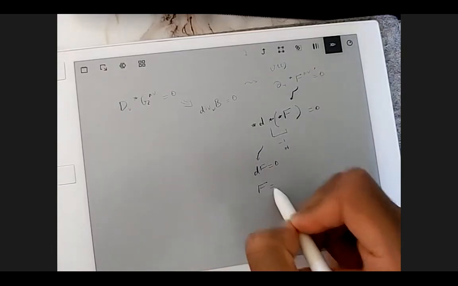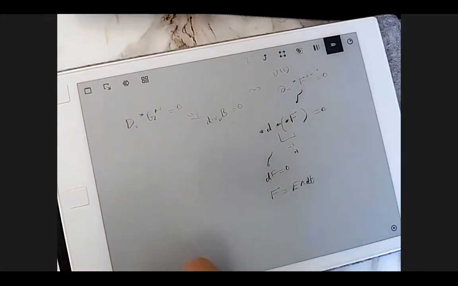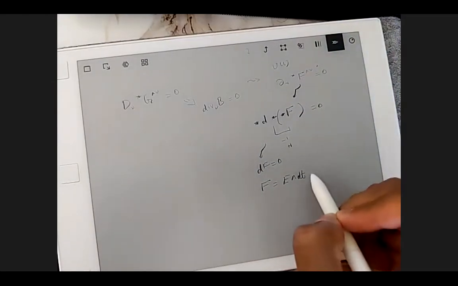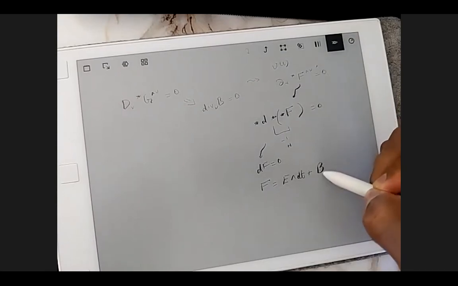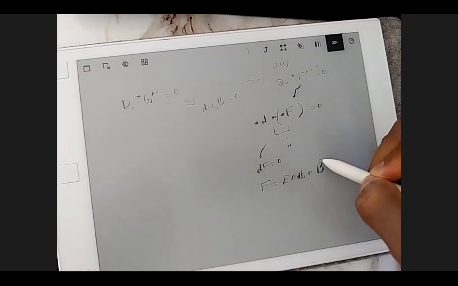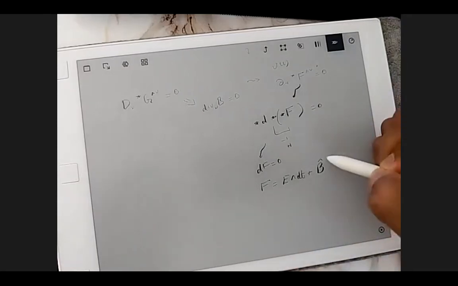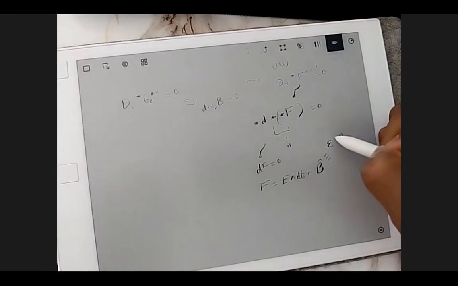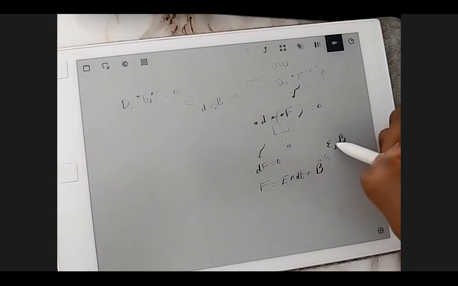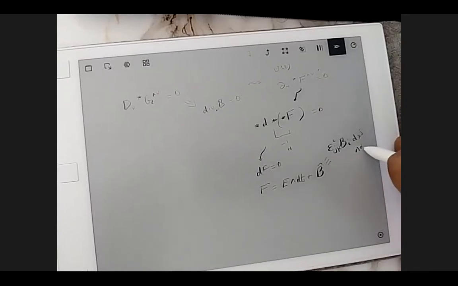Remember that f can be written in the following way: it's E wedge dt plus B as a two form. I'll call this b hat, because it's not the vector field, it's the two form B. How is that two form B defined? It's defined as epsilon b as a vector, say it's a one form, dxj wedge dxk.